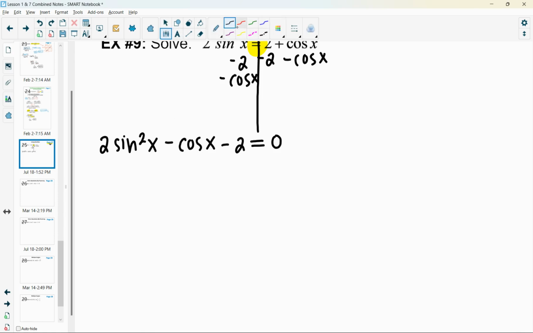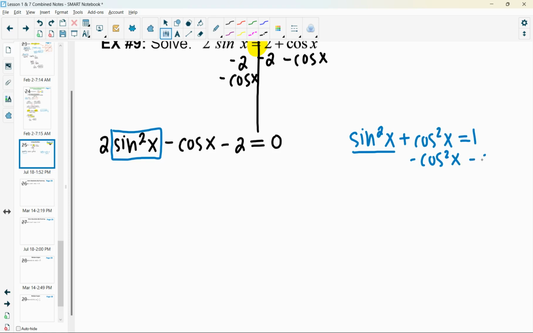So if we look to our Pythagorean identities, that has a sine squared in it. Remember that that's sine squared plus cosine squared equals 1. And we want the sine by itself, right? So we can plug it in. So we're going to subtract cosine squared from both sides. So we end up with sine squared of x equals 1 minus cosine squared. So instead of sine squared, we can plug in 1 minus cosine squared.